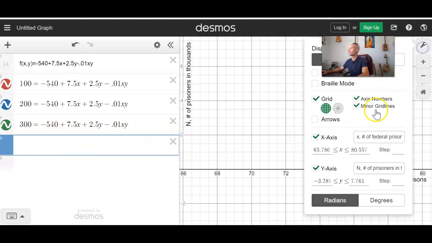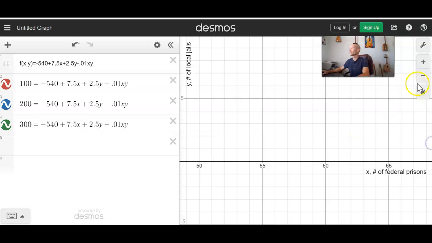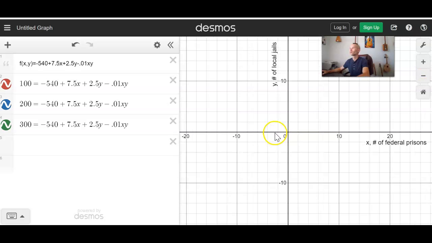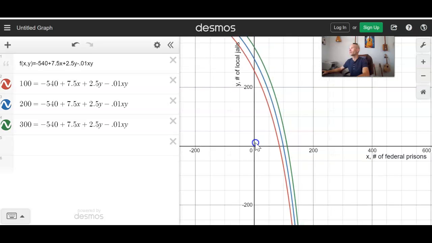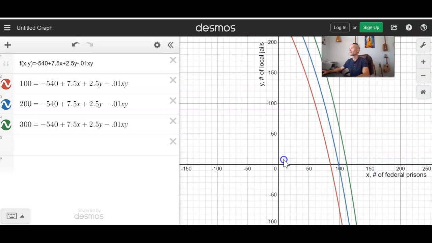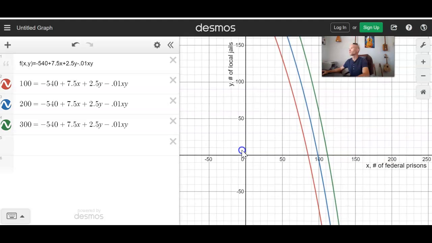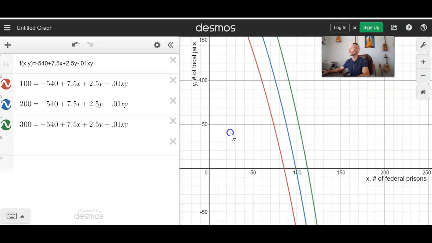So let's change our axes. X is the number of federal prisons. The vertical axis is y, the number of local jails. And this graph may make a little bit more intuitive sense. Let's go back to our local picture and zoom out a bit. And now things get a bit more interesting, notice. Let's try to figure out what this graph tells us.